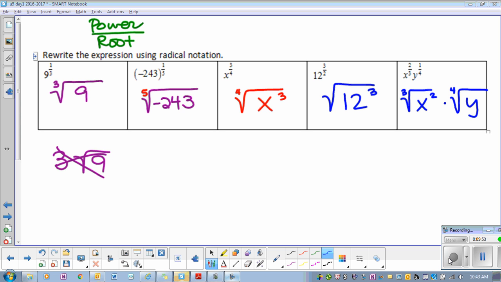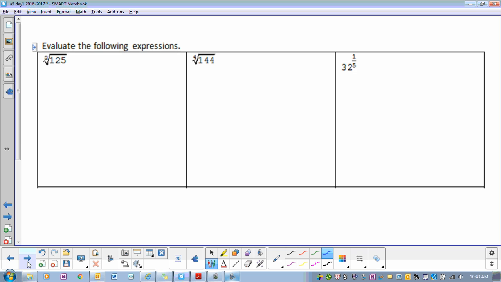Okay. So the next part is going to be just simplifying radicals, which we've done, so that's good. This is an evaluate the following expressions. All right, so I'm going to show you the long way, and then we're going to talk about a shorter way. Okay? So if I have the cube root of 125.